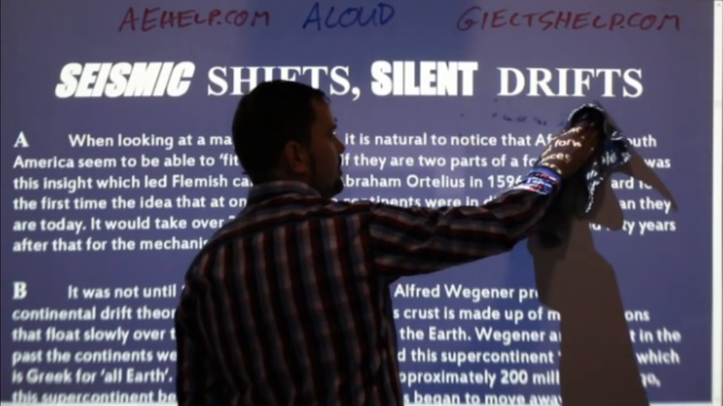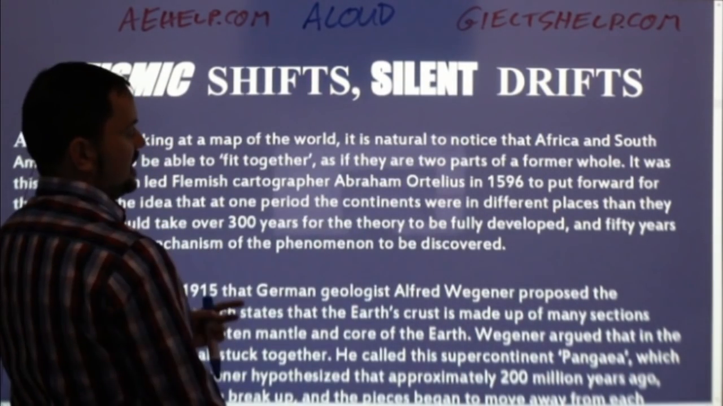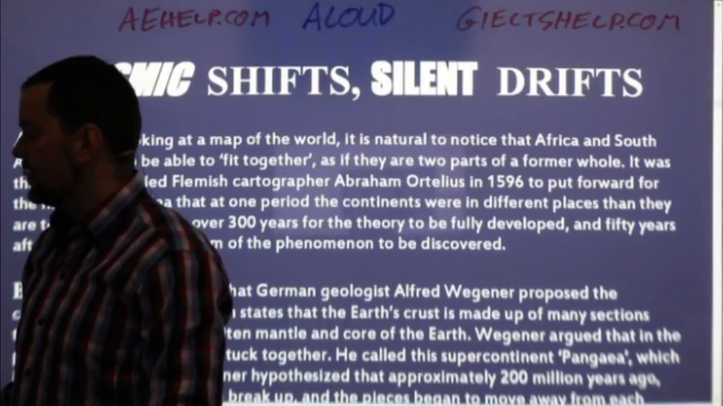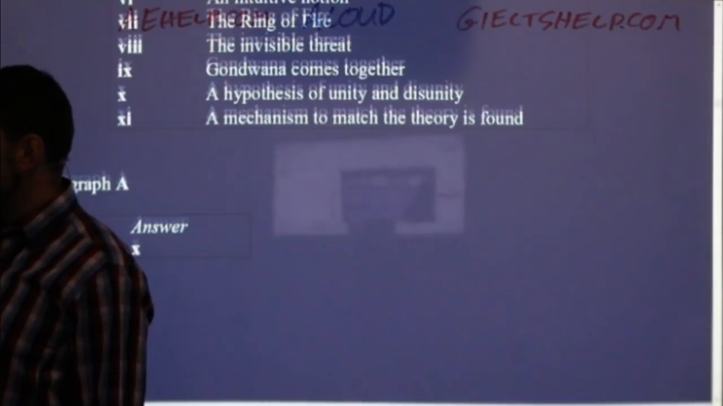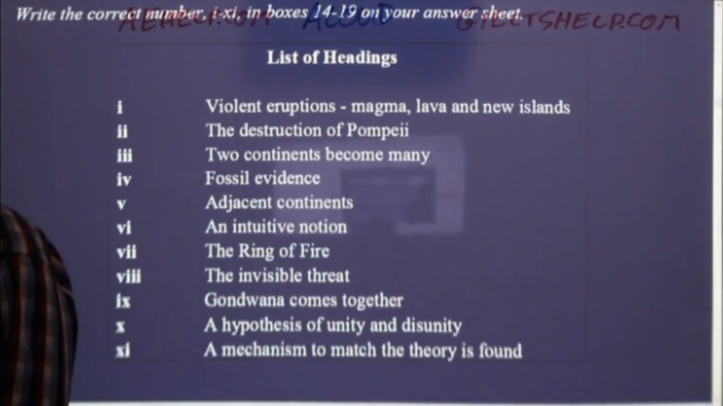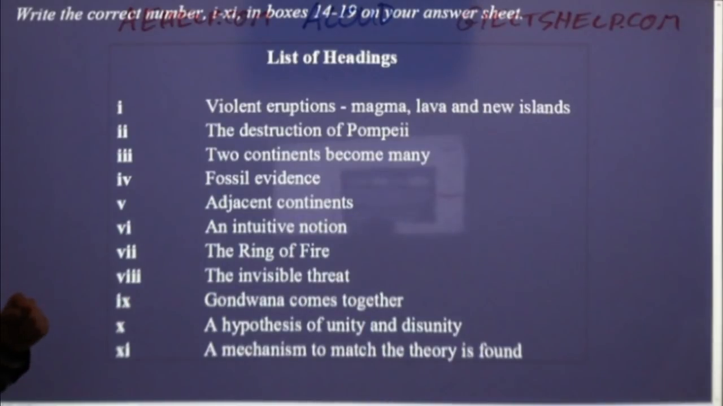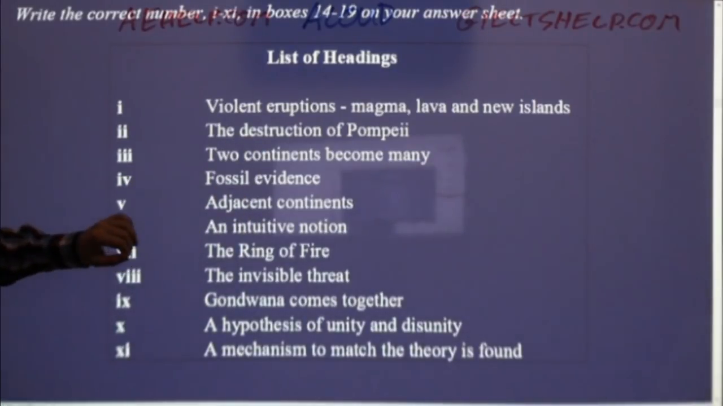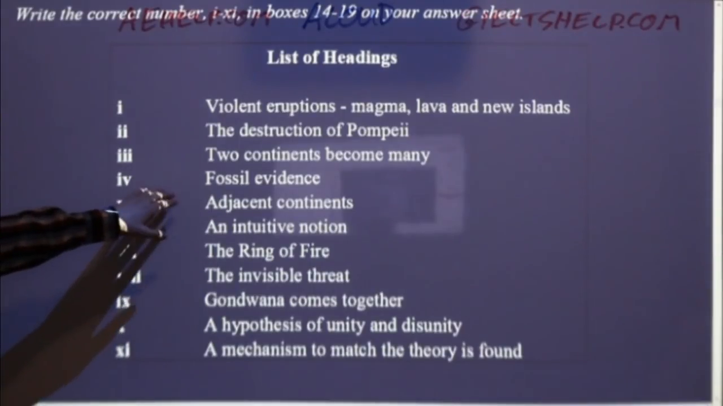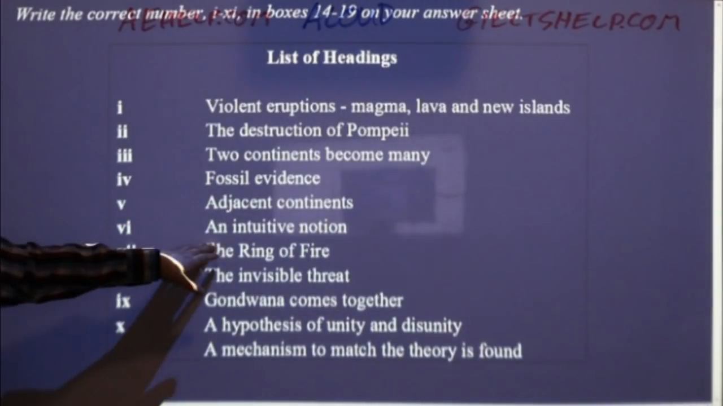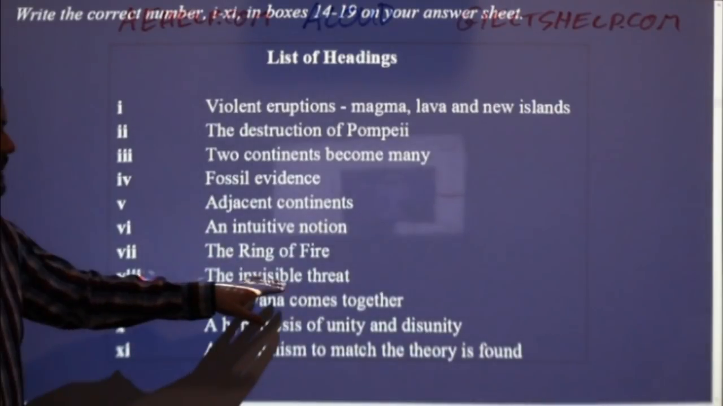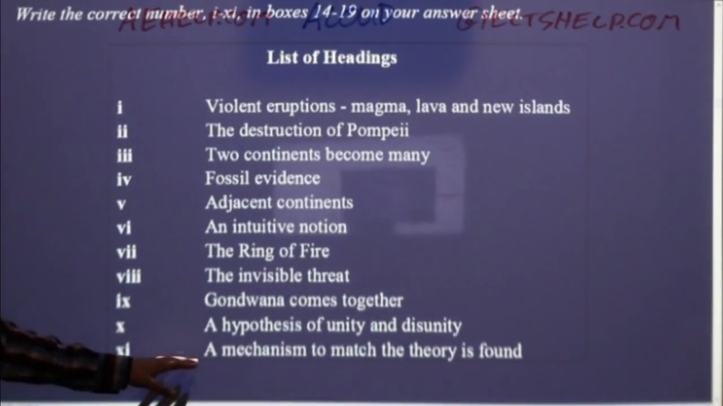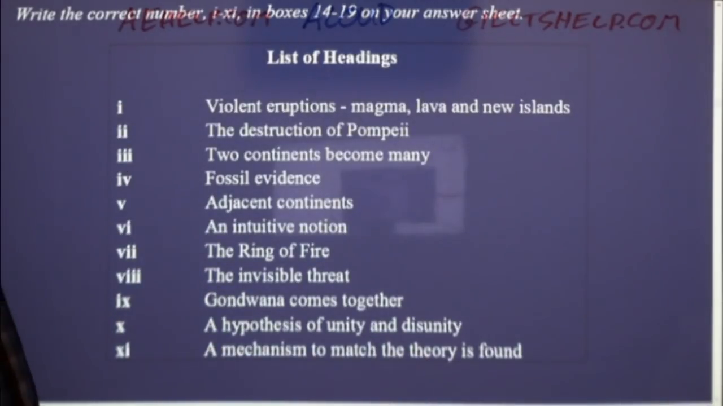So you got to be very focused, especially on a repeating idea in the paragraph. When you have an idea that's repeating in the paragraph, a concept, in this case, concept itself, then you have to realize that that must be connected to what the paragraph is about. So let's take a look and see if anything matches what we're talking about here, okay? So violent eruptions, magma, lava, new islands, the destruction of Pompeii, 2 continents become many, fossil evidence, adjacent continents, an intuitive notion, the ring of fire, the invisible threat, Gondwana comes together, a hypothesis of unity and disunity, a mechanism to match the theory is found.